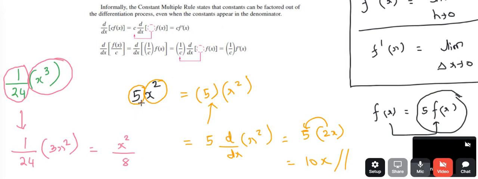So whether the constant is in the numerator or is just a fraction, you can simply take it out of the differentiation and differentiate only the function, which will give you the answer. So that's what is given here. Whether it is c or whether it is 1 by c, you can simply take it out and then differentiate only the function.